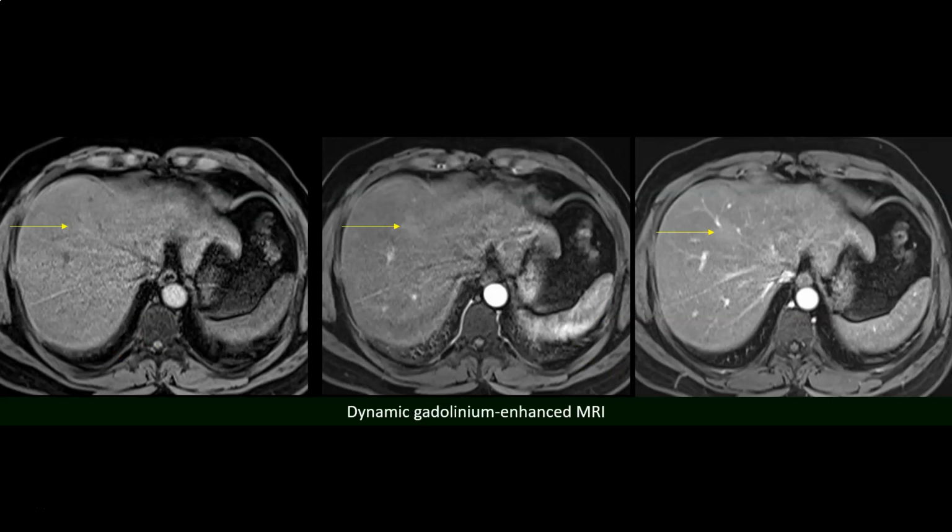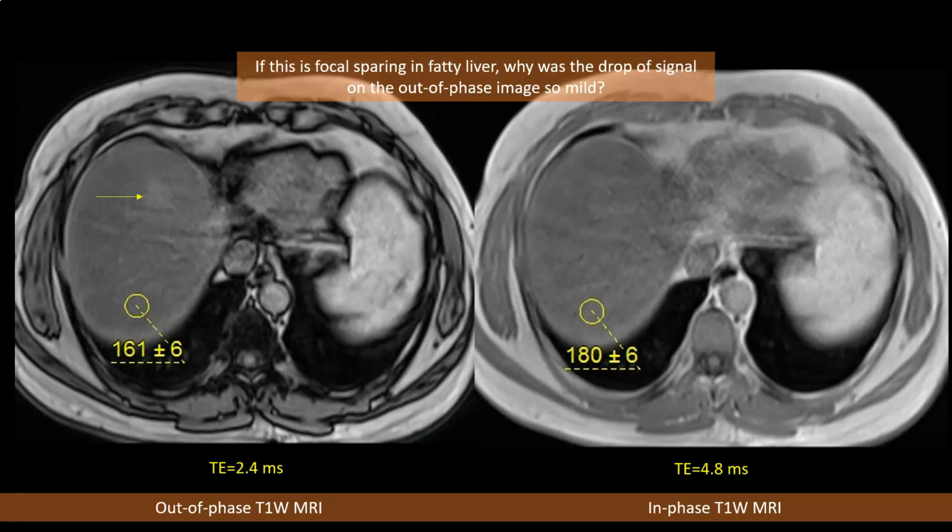Dynamic gadolinium enhanced MRI showed also features which suggest that this is not a true liver lesion but rather focal parenchymal sparing in fatty liver. We see here a very subtle enhancement of the lesion which equilibrates on the delayed images. So the assumption of focal parenchymal fatty sparing was very strong, supported by ultrasonography and by MRI, but there have been also three major objections to this diagnosis.